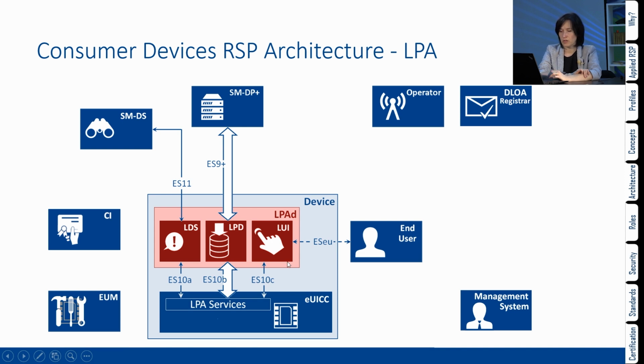And inside of the device, there is an interface from the LPA to the eUSSC, which is the ES10 interface, separated inside of the specification into three parts: the ES10A, ES10B, and ES10C. From the outside, it's not visible, but if you're on the eUSSC manufacturer side or on the LPA side, it's quite important.